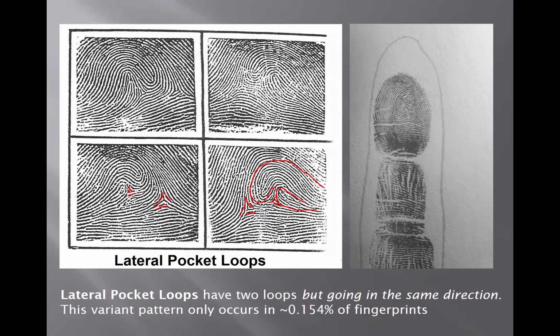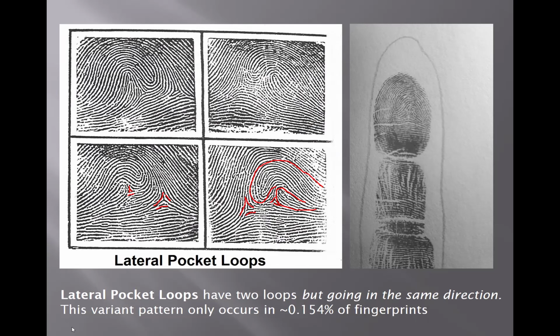It's a two looped pattern, but it's different from a double loop or a twin loop because in a lateral pocket loop, both the loops are going in the same direction, whereas in a double loop, the loops are going in opposite directions, which is why they look like a yin yang sign.